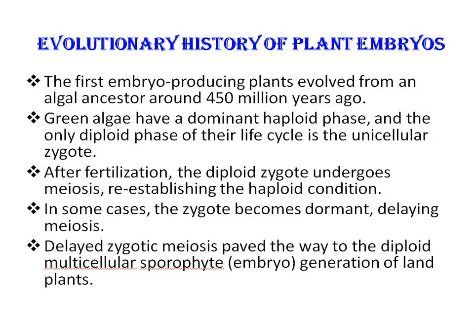After fertilization, a diploid zygote undergoes meiosis, re-establishing the haploid condition. In some cases, the zygote becomes dormant, delaying meiosis. In addition, during dormancy, zygotes of many species remain attached to the gametophyte and remain nutritionally dependent on it. So, delayed zygotic meiosis paved the way to the diploid multicellular sporophyte, that is, embryo generation of land plants.